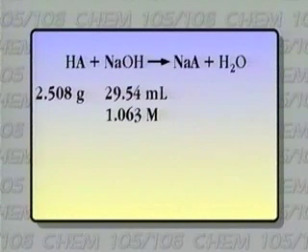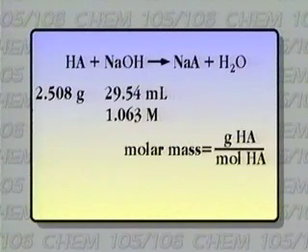All right? If it contained 2, of course, we'd have a different stoichiometric ratio. We're starting with 2.508 grams of the acid, put it into water, and we titrated it with sodium hydroxide, and we found that it took 29.54 milliliters of 1.063 molar sodium hydroxide to react it. We want to calculate the molar mass of the HA, which means that we're going to have grams of HA over moles of HA.